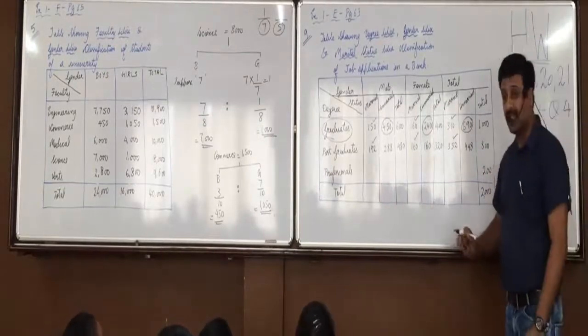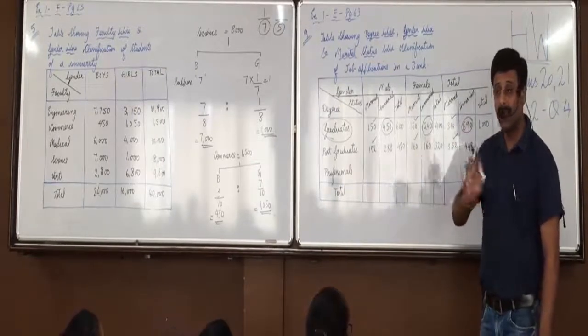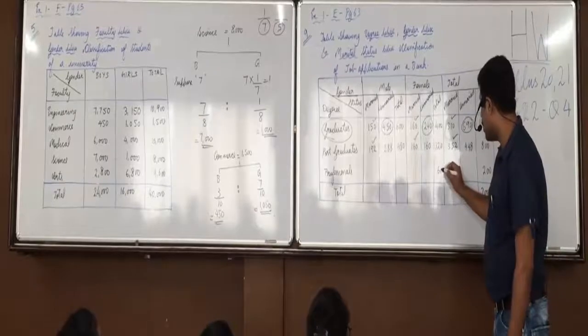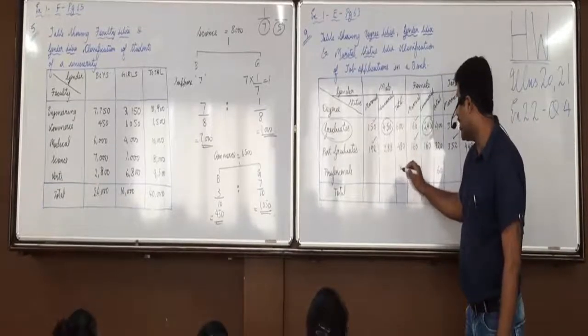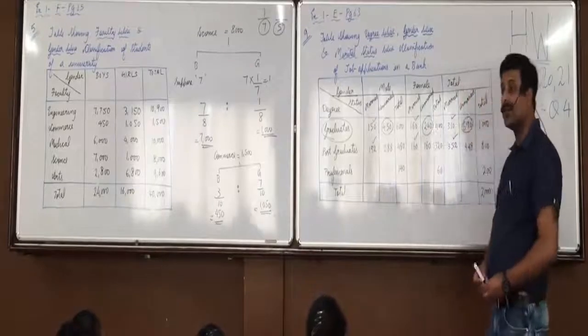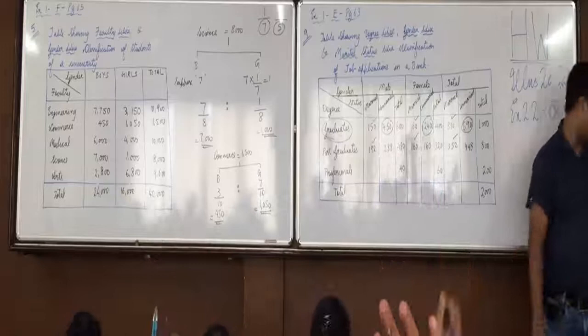200 into 30% you get 60. But now it is not males, it is female. So 60 you write in female total. And minus equals 140 you write in males total. Who all could get this right? Are you all clear with this? Further.